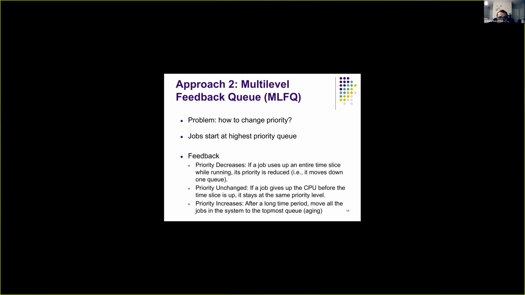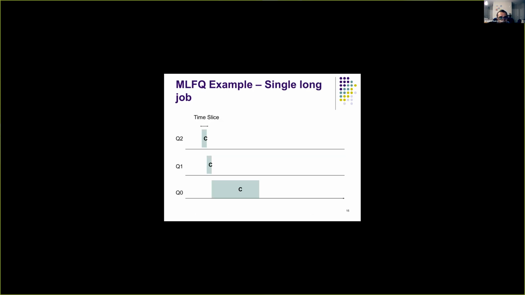Okay. Let's look at few examples. So C is the single long running job. So here, as we have seen, C always starts with highest priority. So Q2 is the highest priority queue. And since C takes long time, after time slice 1, it moves to Q1. After time slice 2, it moves to Q0. Okay, and it stays in Q0 for its entire life.